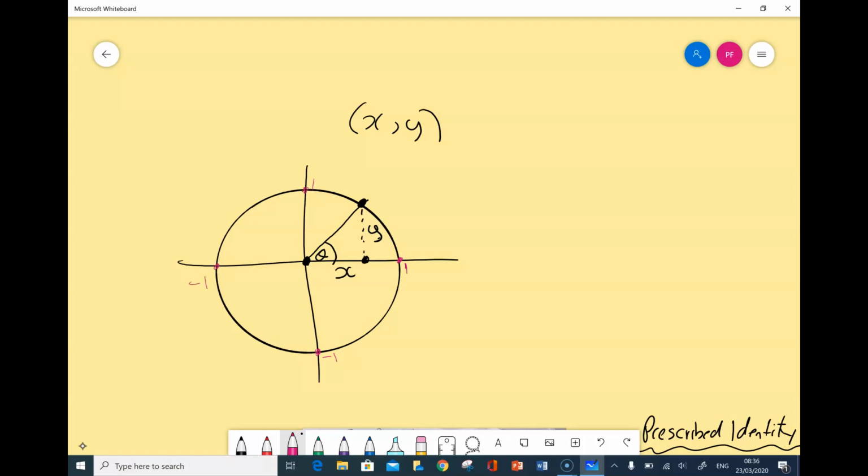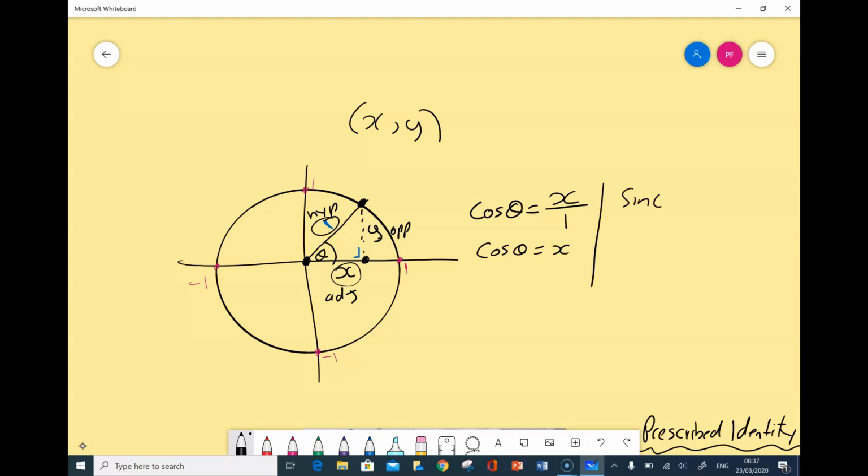So the radius of this circle is 1, which means the hypotenuse of this little right angle triangle I just created is 1. So if I want to find my x coordinate here, I can always use cos, because cos theta is equal to adjacent over hypotenuse. And this is adjacent, this is opposite, this is hypotenuse. So cos theta equals adjacent over hypotenuse, x over the hypotenuse, and in the unit circle the hypotenuse is always 1. So cos theta is equal to x.